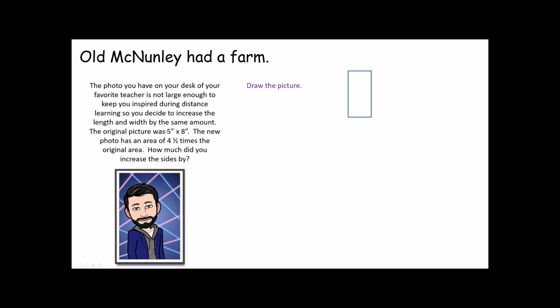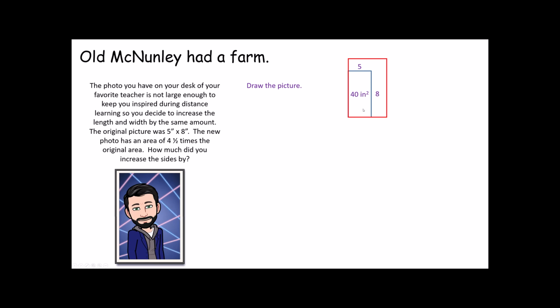We know the original picture was 5 inches by 8 inches. So there's my 5, there's my 8. They didn't tell me the area, but I can compute that as being 40 inches squared. Let's go back to our original problem. It says you decide to increase the length and the width by the same amount. So I'm going to take this and I'm going to make it bigger. Notice I had a small rectangle. Now I have a larger rectangle.